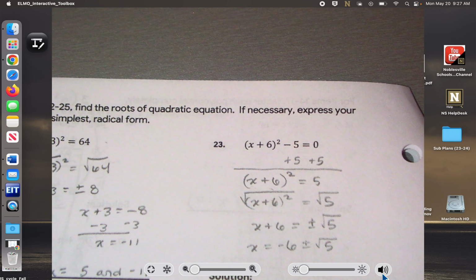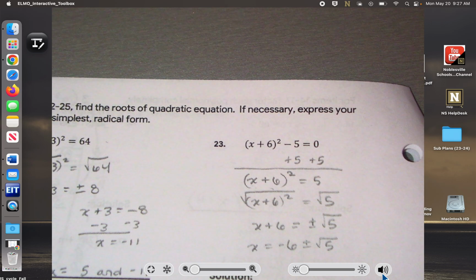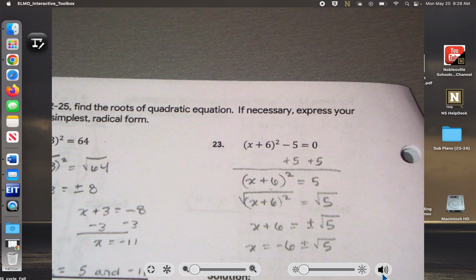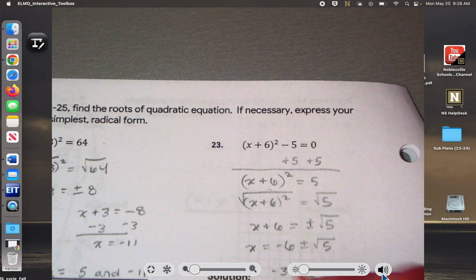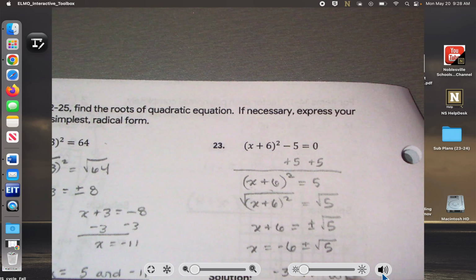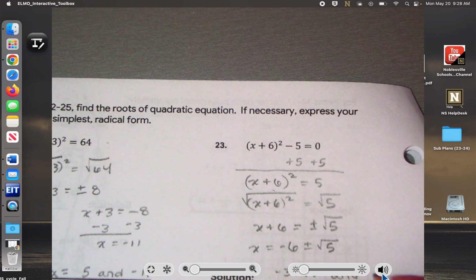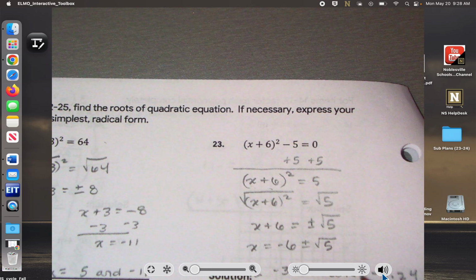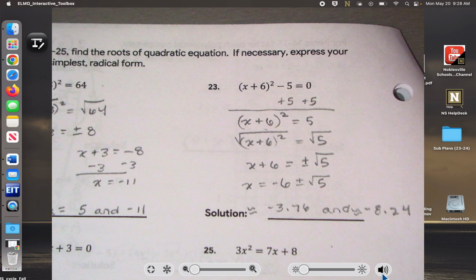Let me pull out my Desmos calculator, because I know some of you put this into decimal value. So if I have negative 6 plus the square root of 5, I get negative 3.76. And if I do negative 6 minus the square root of 5, I get negative 8.24. Those are approximate values, because it's a square root, an irrational number, so they don't end.